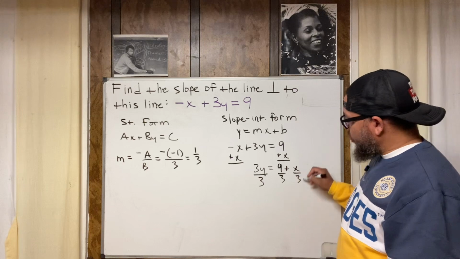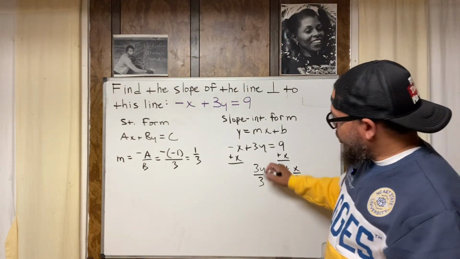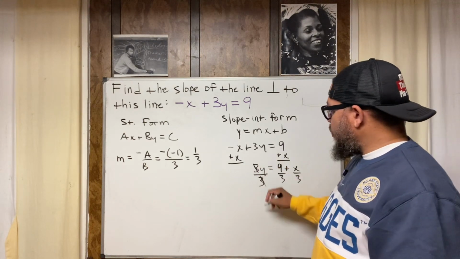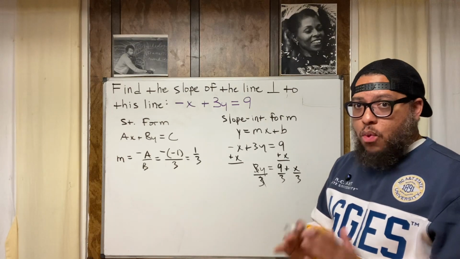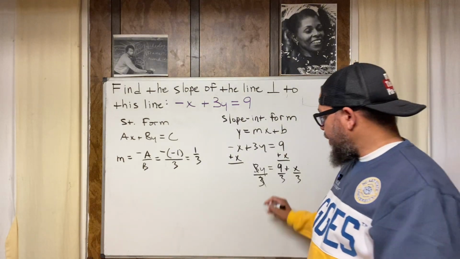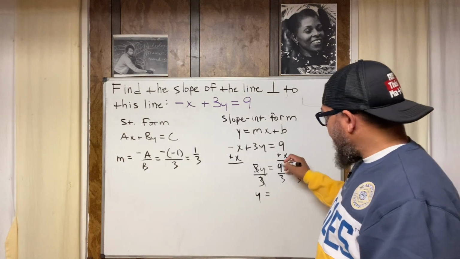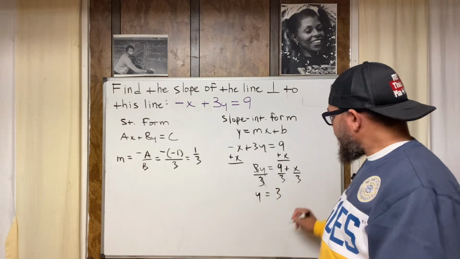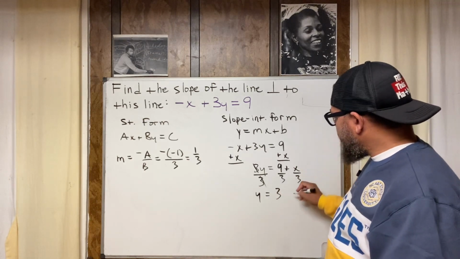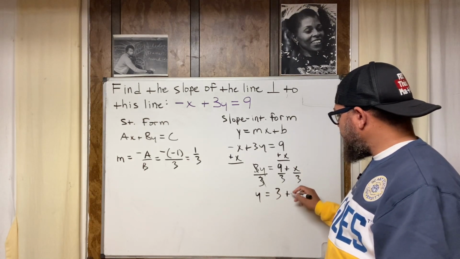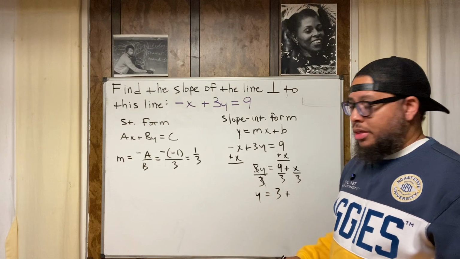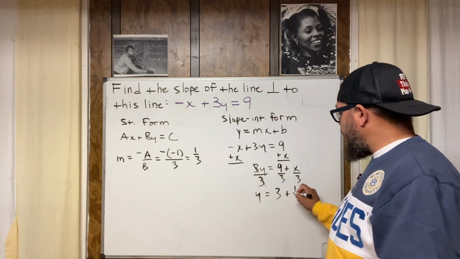We can show the division, right? What's 3 divided by 3? That's 1. 1y, 3 divided by 3 is 1. 1y in algebra language is the same thing as y. 9 divided by 3 is 3. And then here we got x over 3. We can't do anything with x over 3. I could rewrite it, though. I could rewrite it as 1/3 x.